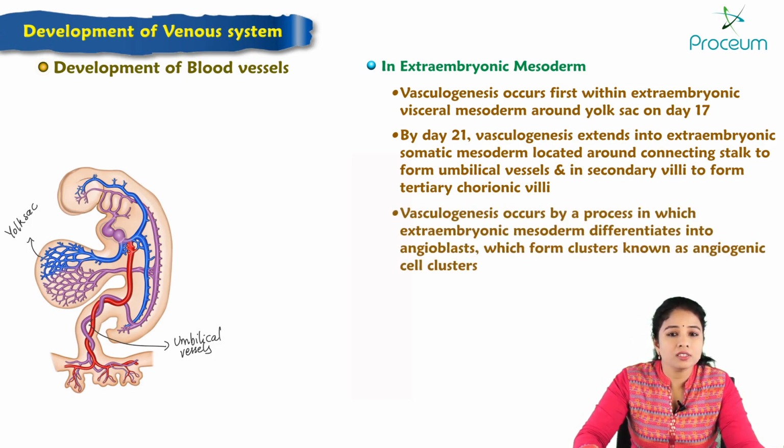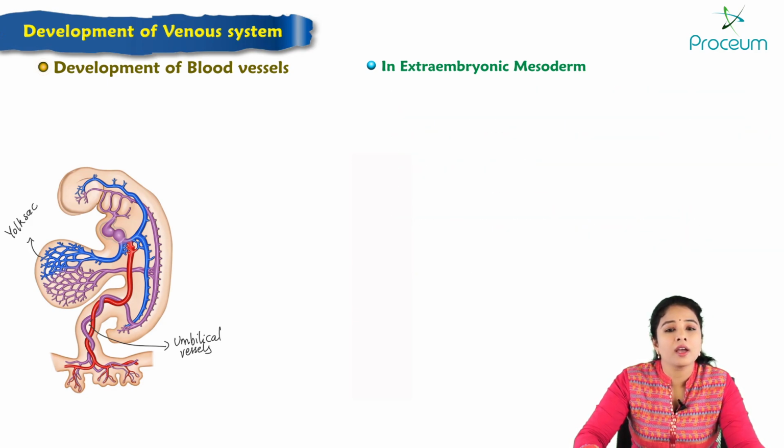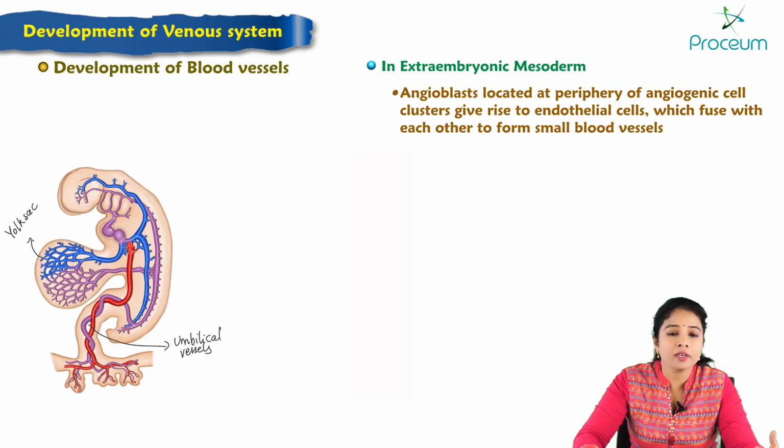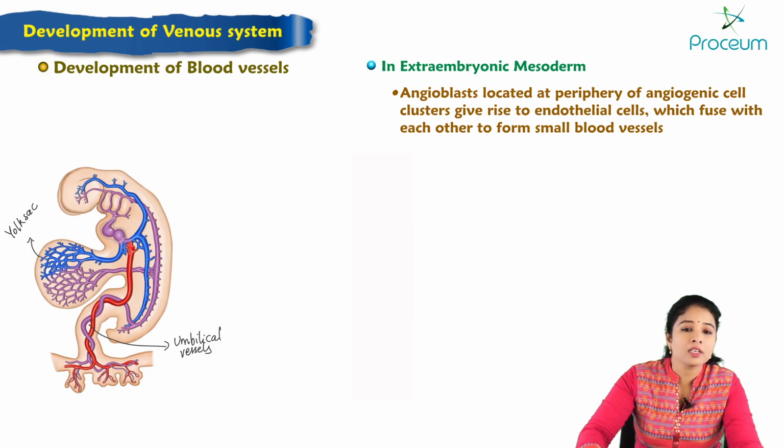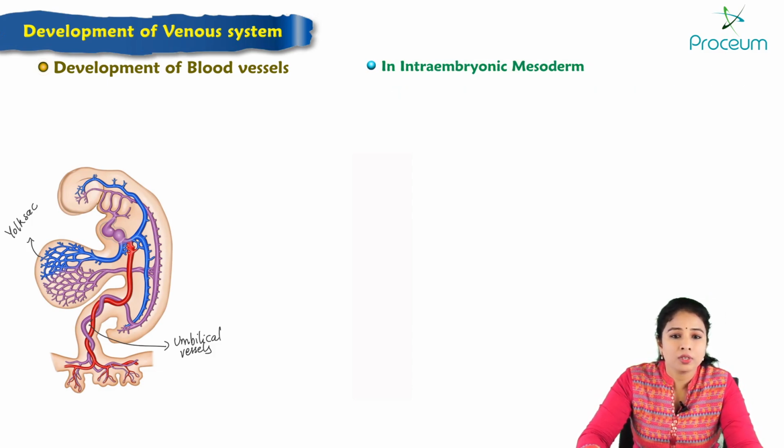So vasculogenesis occurs by a process in which the extraembryonic mesoderm differentiates into angioblasts, which form clusters known as angiogenic cell clusters, and these angioblasts located in the periphery of angiogenic cell clusters give rise to endothelial cells, which fuse with each other to form small blood vessels. So that was about the extraembryonic. Next, about the intraembryonic mesoderm.